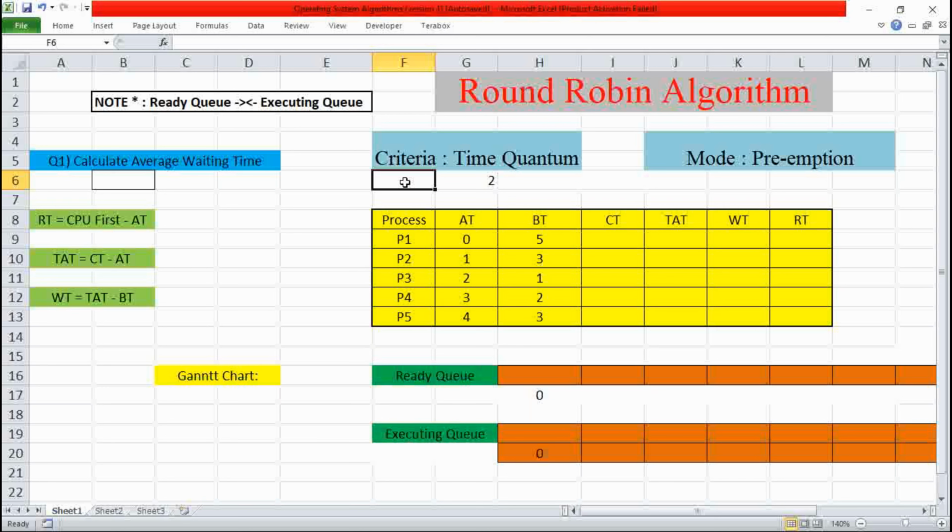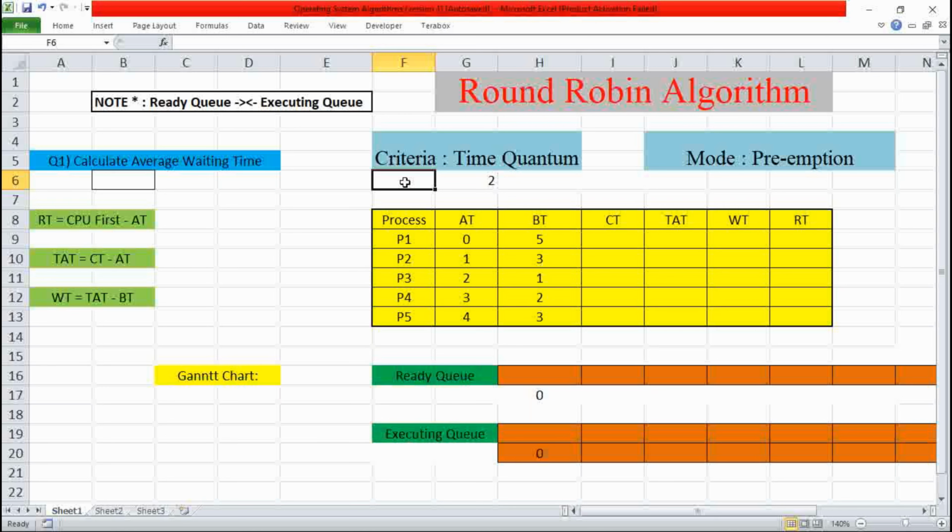Remember this. Now there is a point to be noted in round robin algorithm: the ready queue directs towards the executing queue, and the executing queue, vice versa, directs back towards the ready queue. If a process is in the ready queue, goes to the executing queue and is not completed, because of the preemption mode, context switching occurs and it returns back to the ready queue.